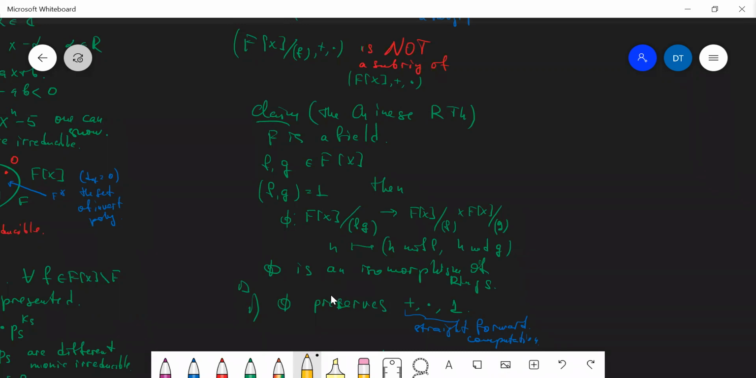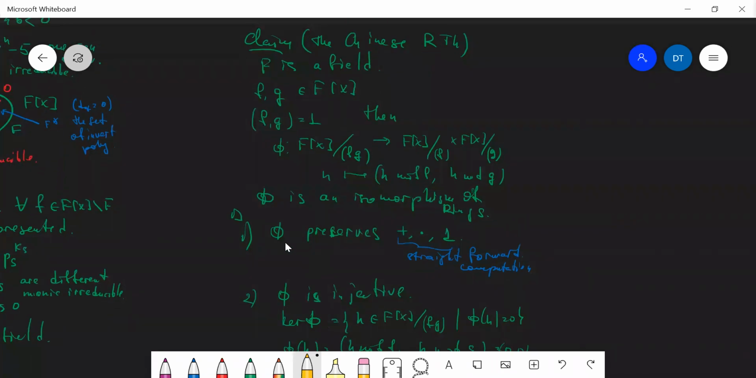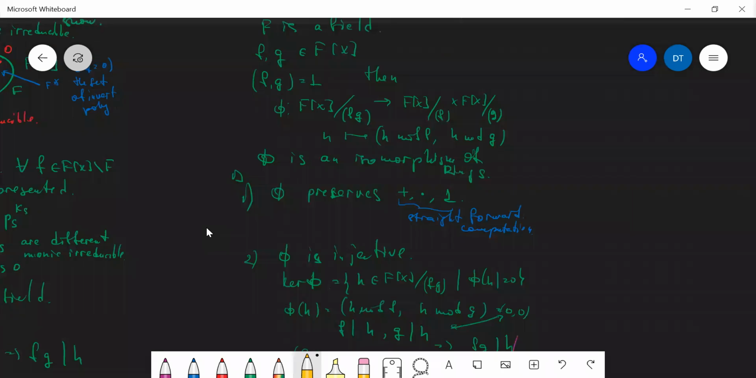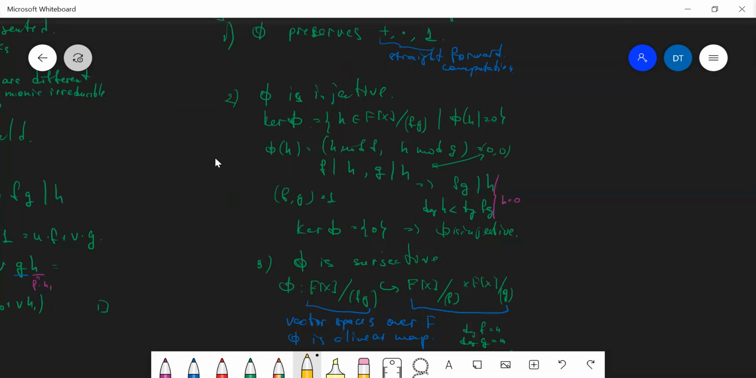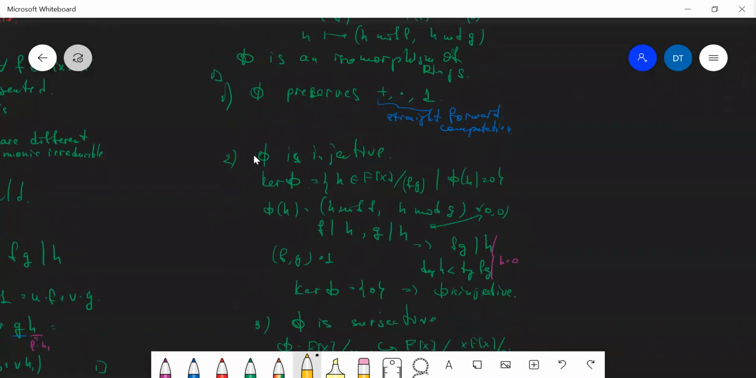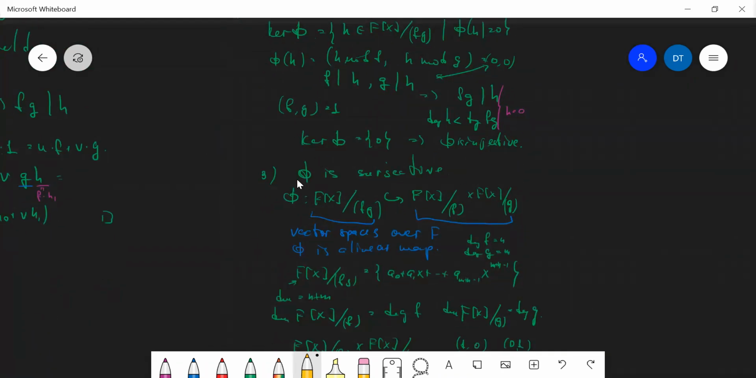So I skipped the part explaining that this map is a homomorphism because it's just a straightforward computation. And then I was trying to explain why phi is injective and why phi is surjective. So you can check directly the injectivity using the kernel. And then you have a trick to show the surjectivity using the fact that these two rings are actually finite dimensional vector spaces, and you can compute their dimensions. Yes, I remember this. Okay.